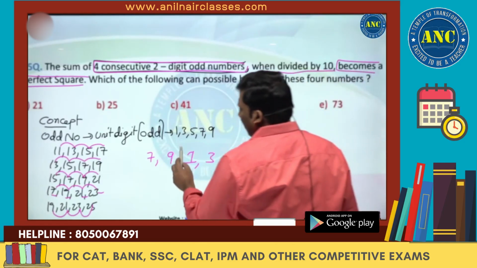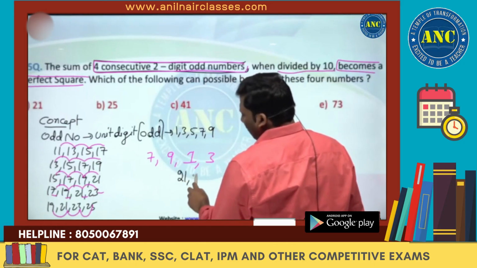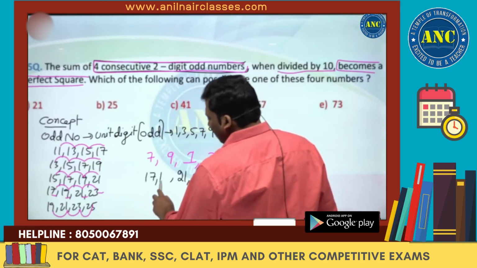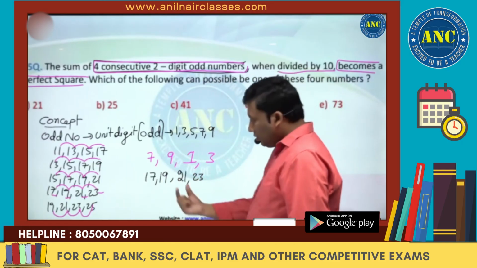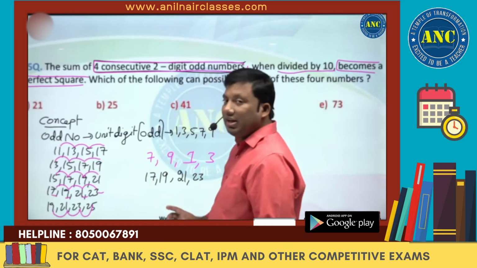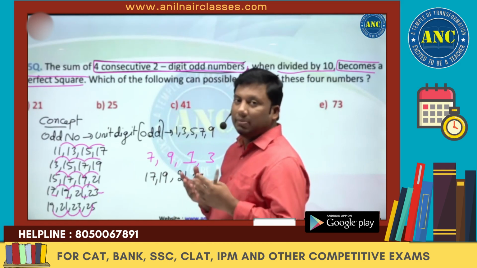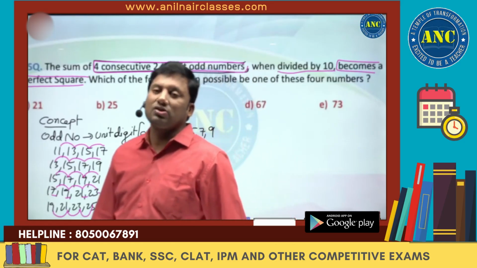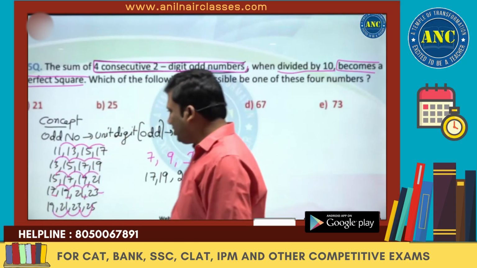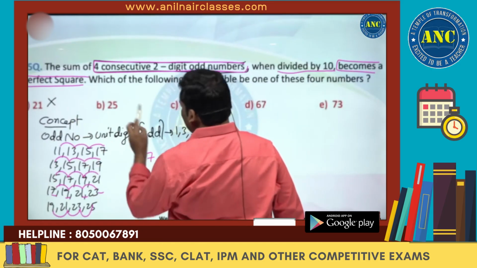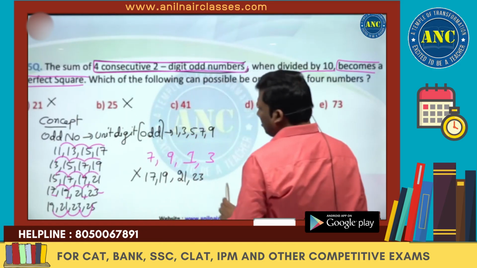So these 21, if I keep 21, next number will be 23. This number will be 1719. So 36. 36 plus 44, 80. 80 divided by 10, it becomes 8. 8 is not a perfect square. A perfect square always ends with 2, 3, 7 or 8. So first option not possible. 5 is not there. It is not possible.